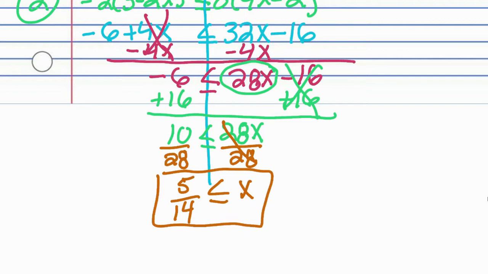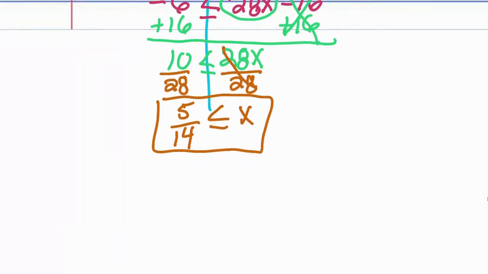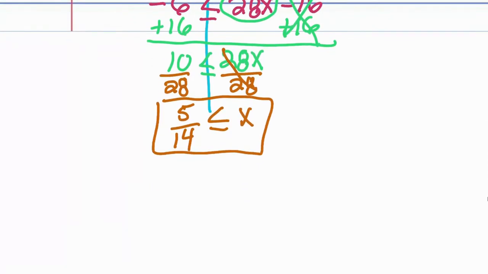Now, I mentioned earlier that you can read these from both ways. Did you hear me? I just said X is greater than or equal to 5/14. So most of the time on a test, they always put your variable on this side. And we can do that. We can flip this around and read it the same way. It means the same thing.